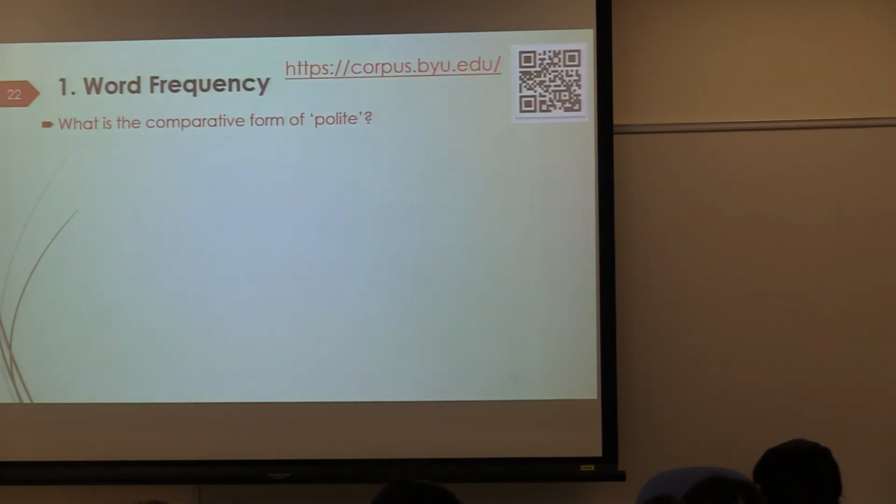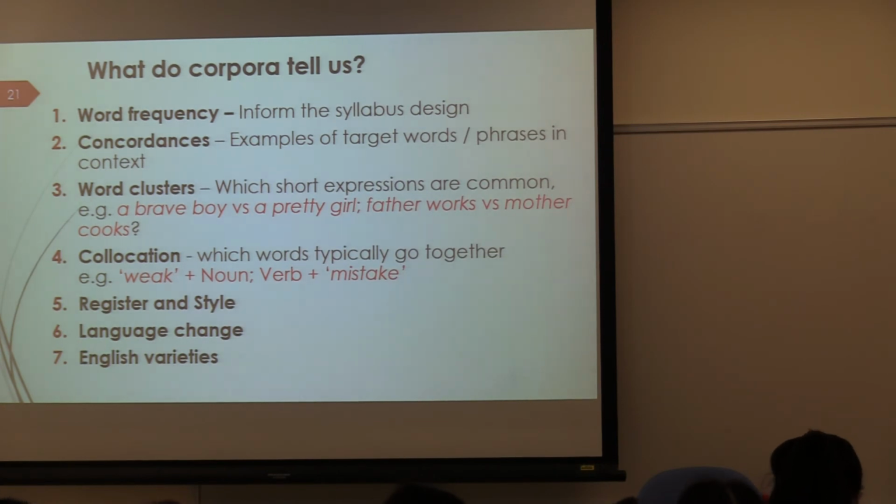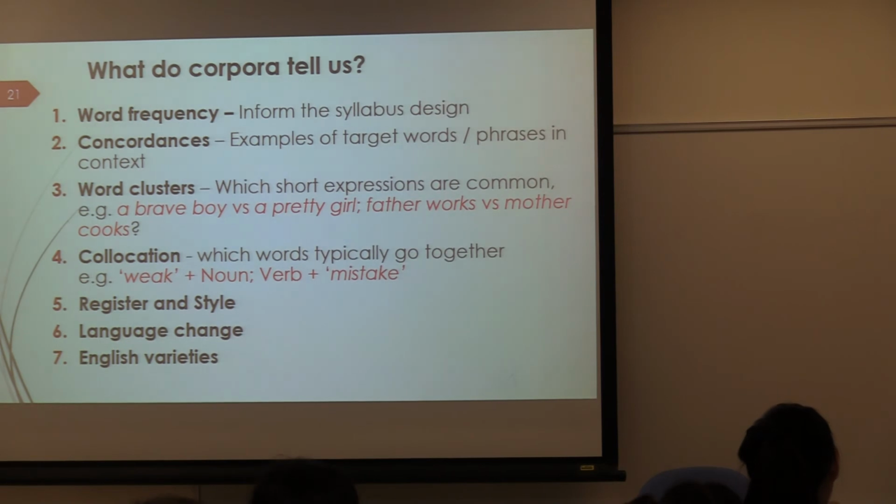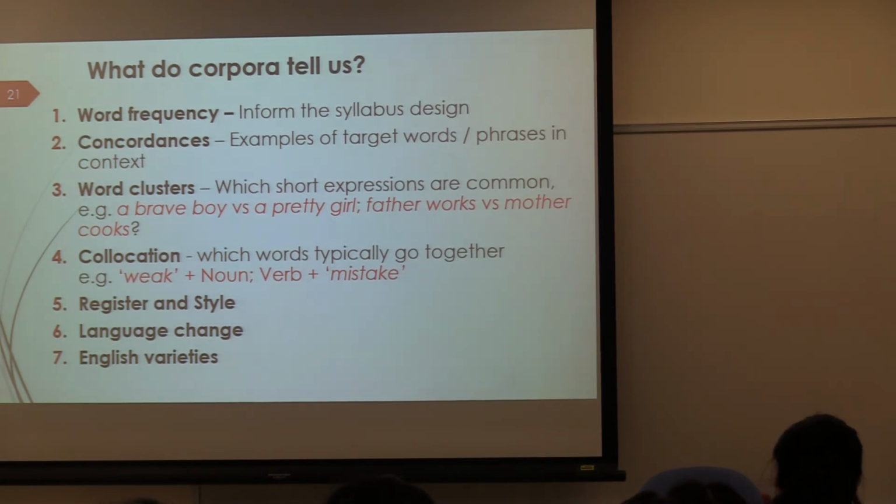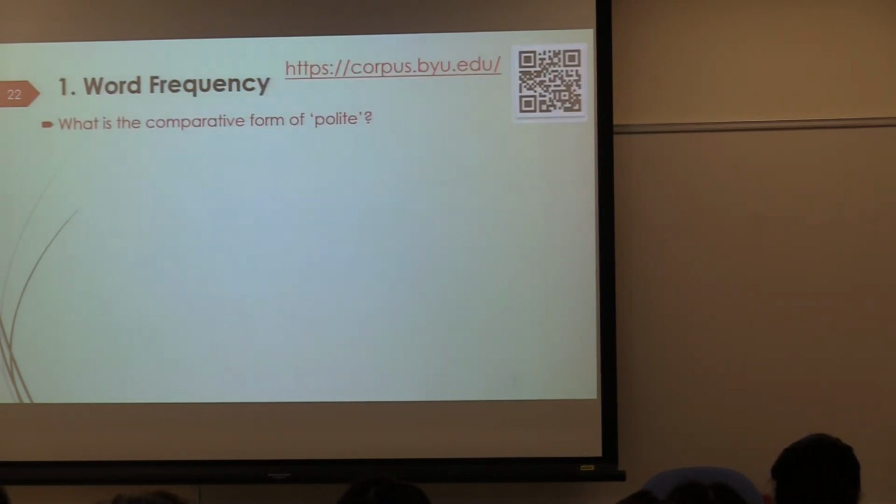Okay, so here we have 7 features, or 7 things that corpora can tell us. We'll look at them one by one. Some of them will be presented briefly, and some others we'll look at in further detail. Now the first one, word frequency.